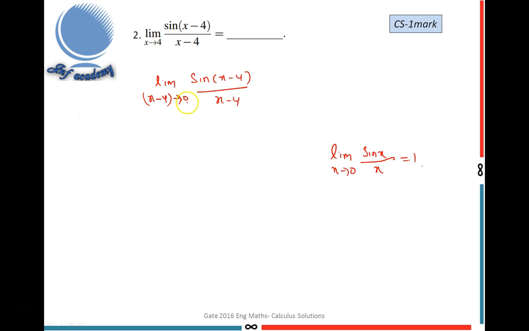I use this result: limit x minus 4 tends to 0 of sin of (x minus 4) by (x minus 4) equals 1, by replacing x with x minus 4. By using that result I can write the value of that limit is 1. So the final answer is 1.